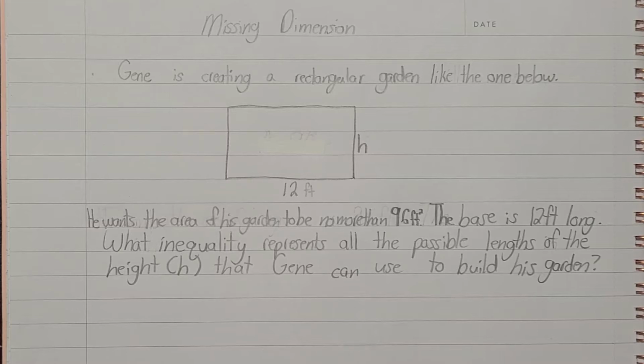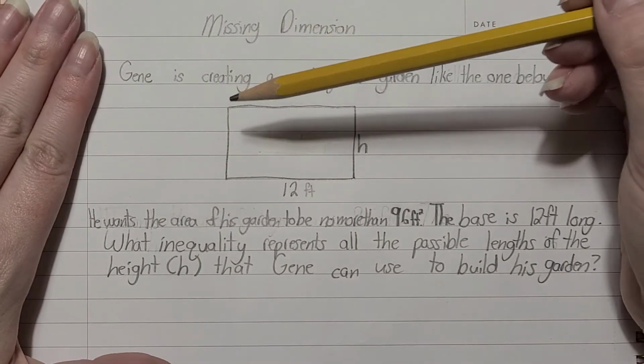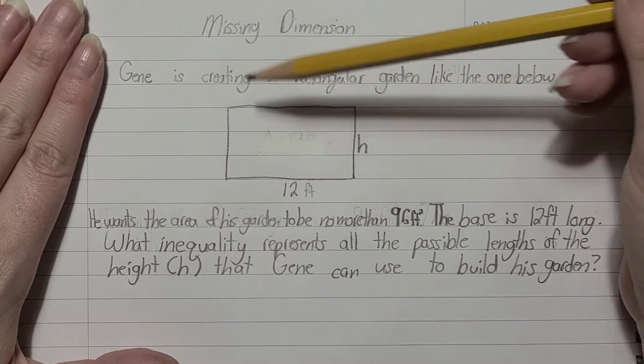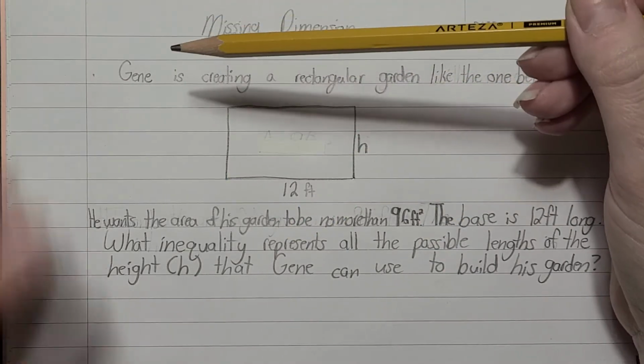Okay, this is about finding the missing dimension. This is a little bit trickier than me just asking you to find the area of a rectangle. So let's think through it one more time. You will be asked to find a missing dimension for your area for rectangles.